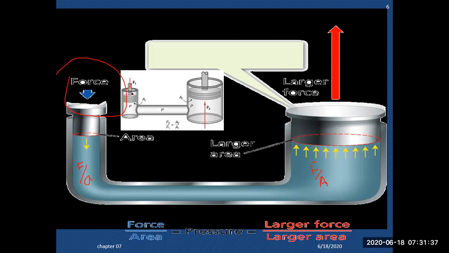If you look at this, F1 is the force acting on piston 1, and F2 is the force acting on piston 2. The area of piston 2 is larger, and the area of piston 1 is smaller. You apply a force, and this force is multiplied many times, increasing the force through the larger surface area.